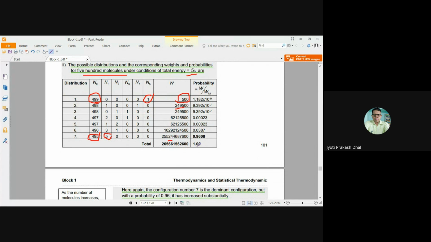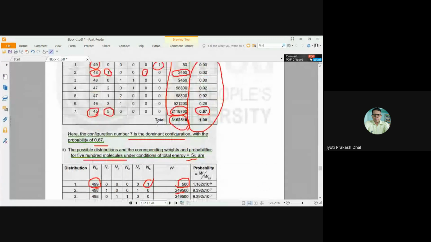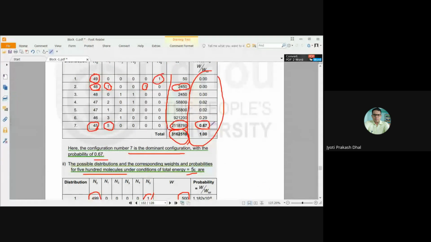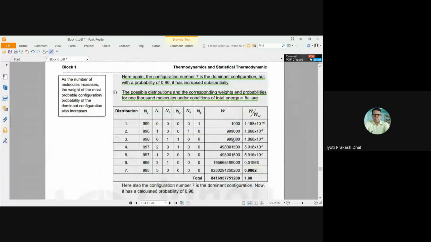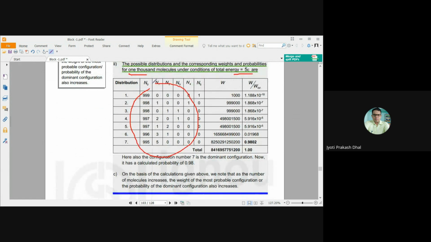Here, when the number of molecules was 5, the probability was 0.67 in the seventh distribution. But when the number of molecules becomes 500, the probability will be 0.9608 in the seventh distribution. And similarly, if we increase the number of molecules to 1000, but the total energy of all the molecules is 5 epsilon, the same type of distribution will be there, but you will get the probability for distribution 7 as 0.9802.